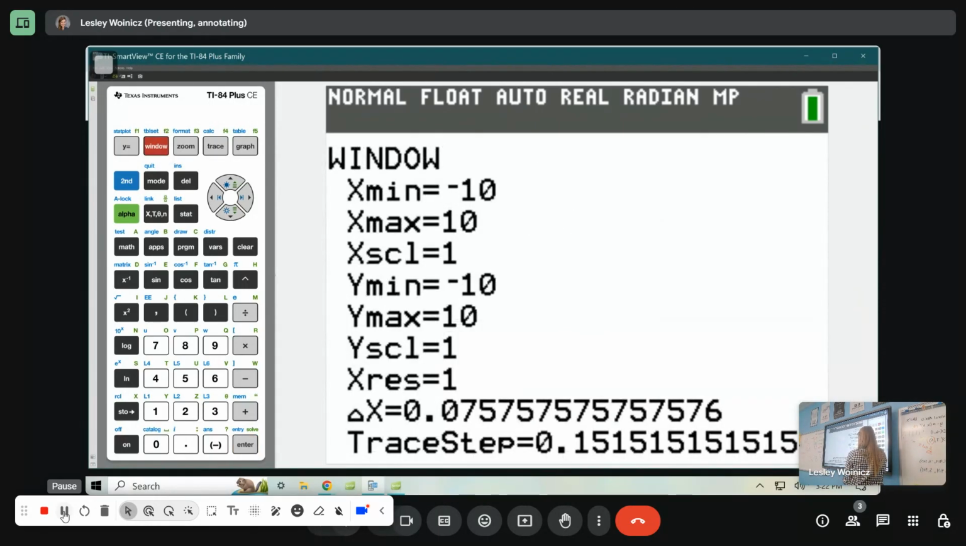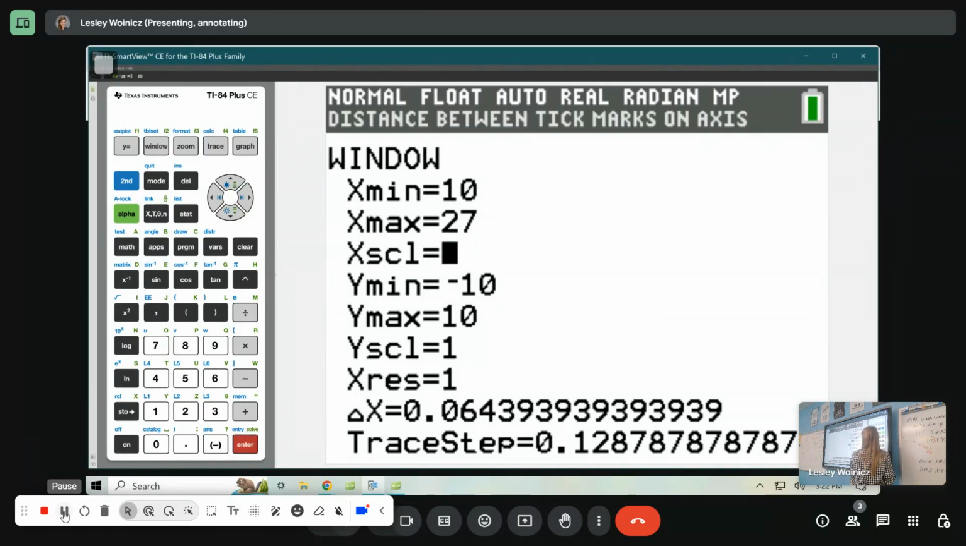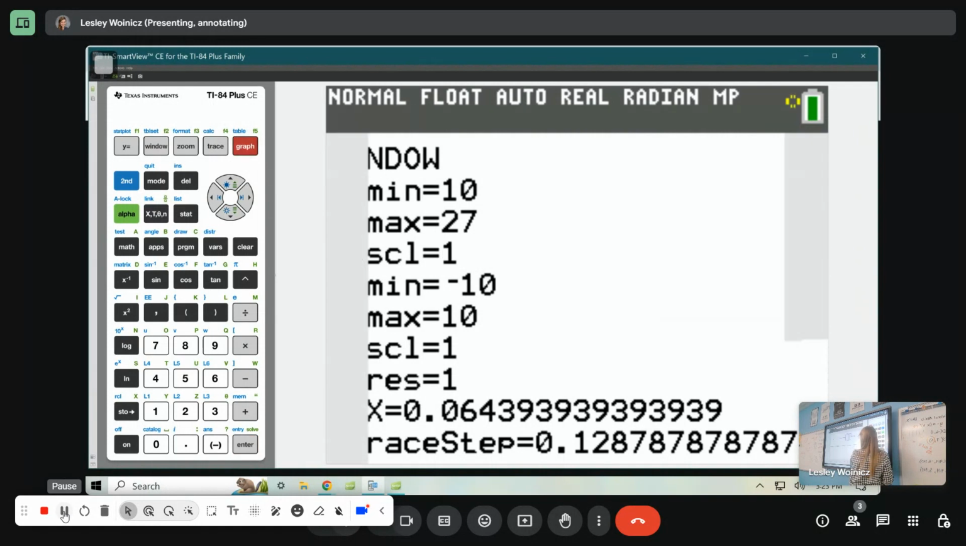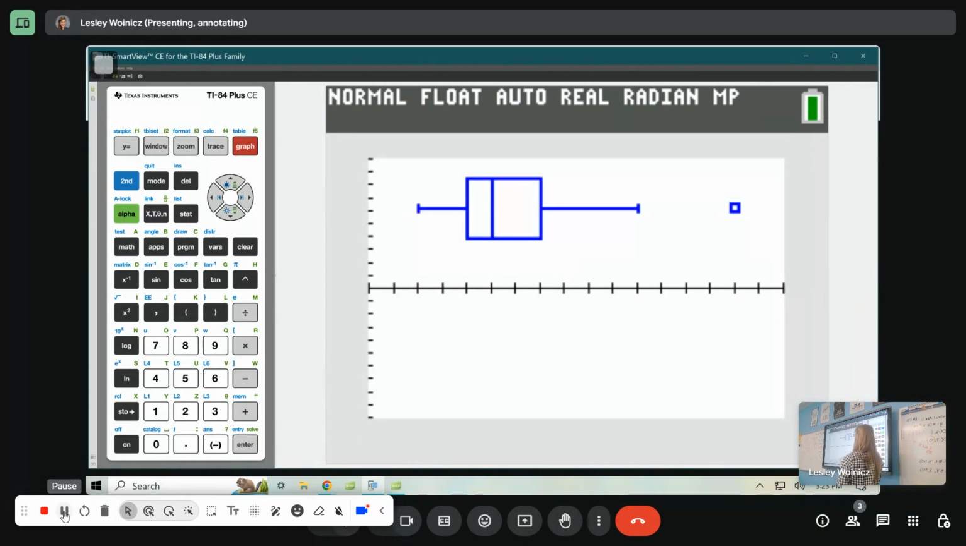Okay, what do you think our lowest x value should be? Yeah, maybe give it like 10 or 11 so that it's not on the very edge, but you got the idea. All right, what do you think our biggest x value should be? Yeah, 27 would be good. All right, let's see what happens when we hit graph. Oh, there we go. That's pretty cute.